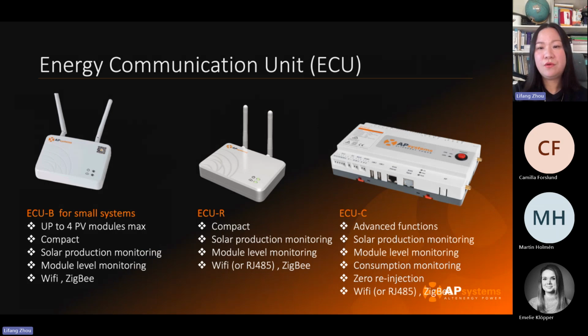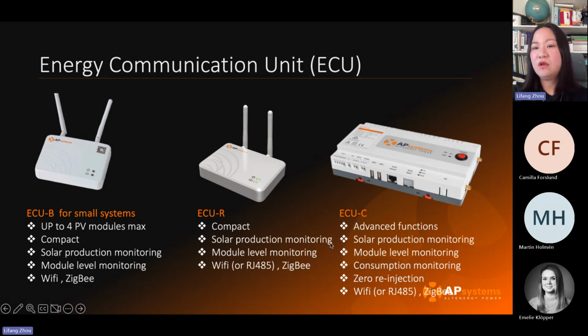With our microinverter, we have the monitoring unit. It's called ECU, Energy Communication Unit. Customers can choose either of them; you don't have to choose all of them. For example, for residential, we choose the middle one. It's called ECU-R, where R is short for residential. It can connect up to 90 units of QT2.